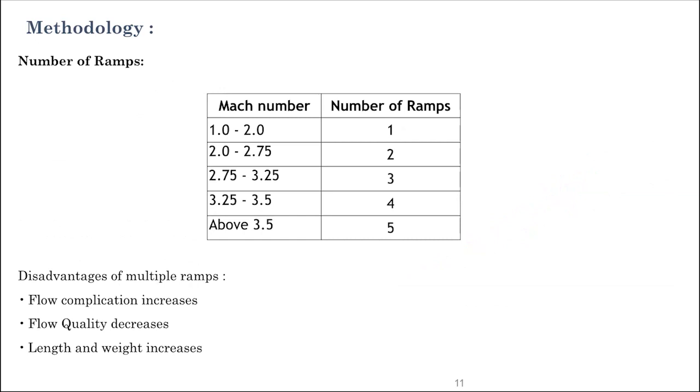From the Matlab codes, we got this output: if the intake free stream Mach number is 1 to 2, then we need only 1 ramp. If it is 2 to 2.75, then 2 ramps, and so on. As our free stream Mach number is 2.5, we will be going with 2 ramps.